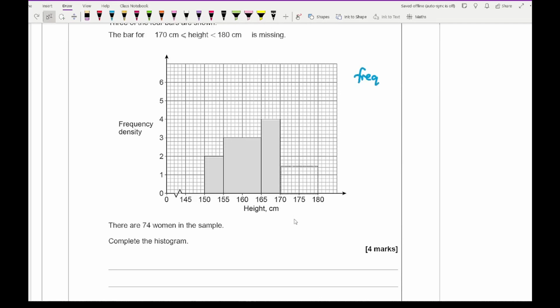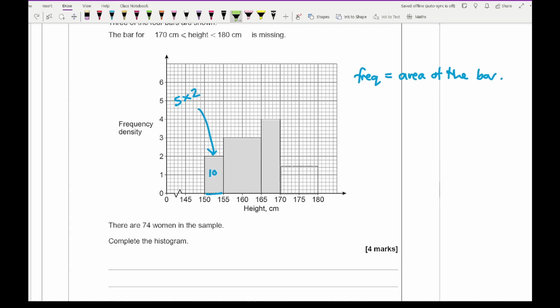Now the frequency is basically the area of the bar. So what I need to do is work out the area of each of these bars. So for this first bar, as it's a rectangle, it's just simply base times height. So that's going to be 5 times 2, 5 being the width, 2 being the height. So there's going to be 10 people or 10 women in there.